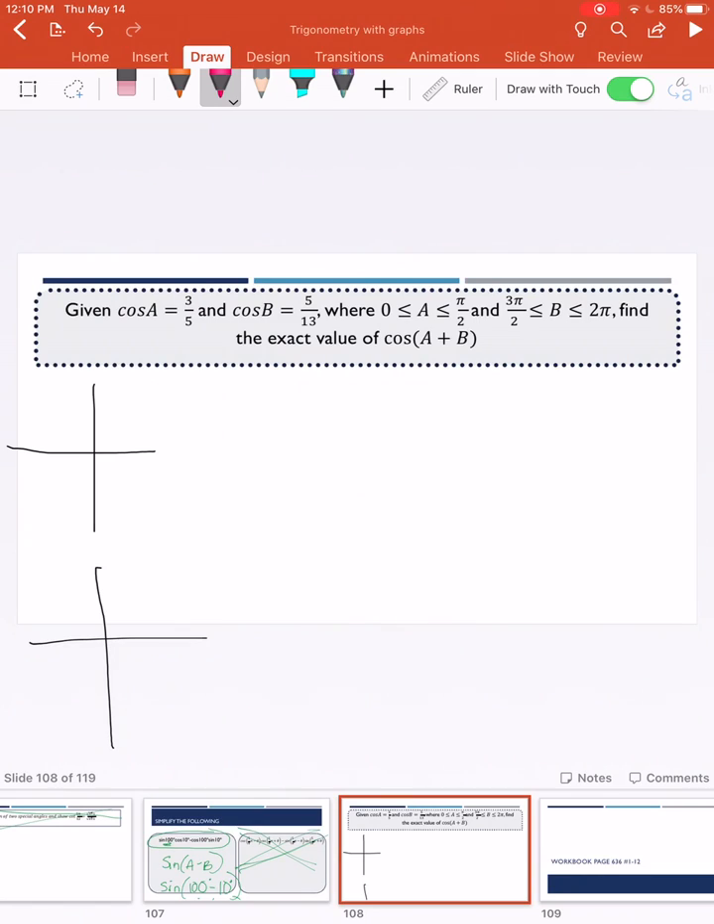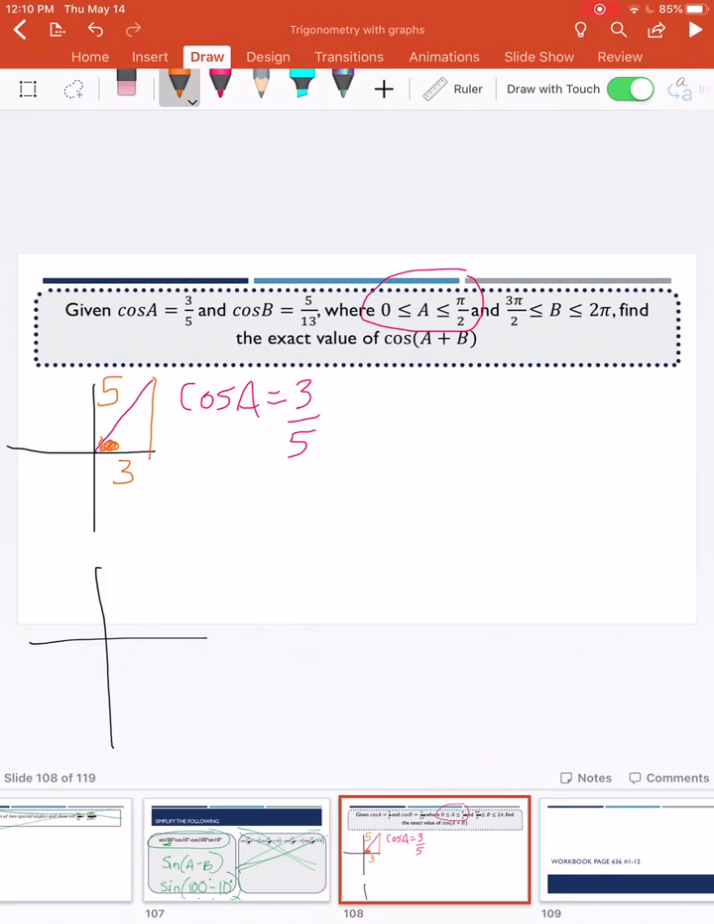So it says angle A is between 0 and pi over 2. So I know angle A is in quadrant 1. Okay. And let's figure out what else we know about angle A. We know for angle A, cos A equals 3 over 5. So let's fill in some of our drawing here. So cos is, of course, adjacent over hypotenuse. So I can fill that in.